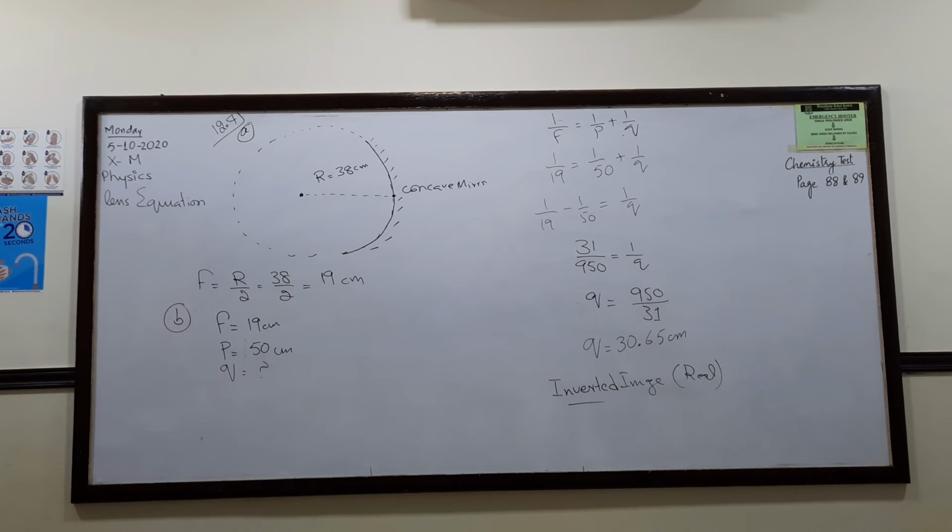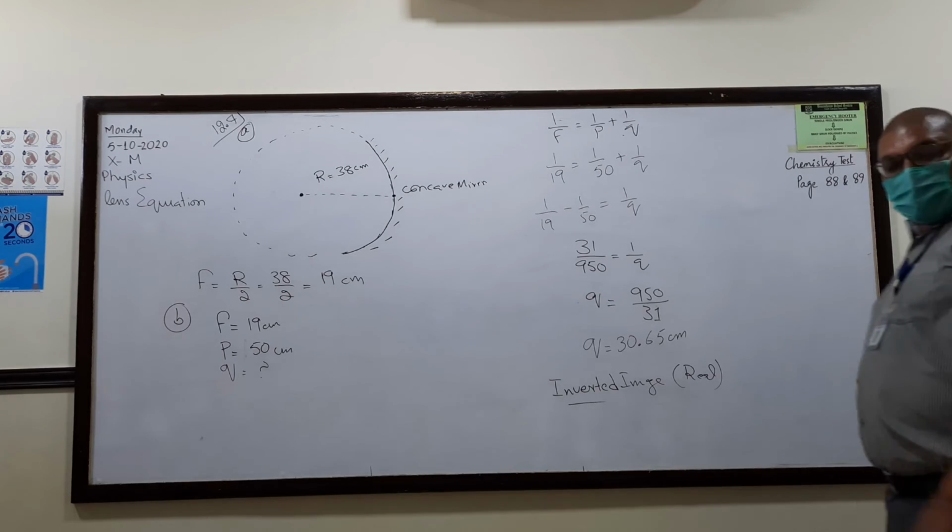If the image formed is real and it's a mirror, then the image should be inverted, because the virtual image is upright in mirrors. So it's different in mirrors and different in lenses. So this question is about the mirror. Everybody understands? Okay.